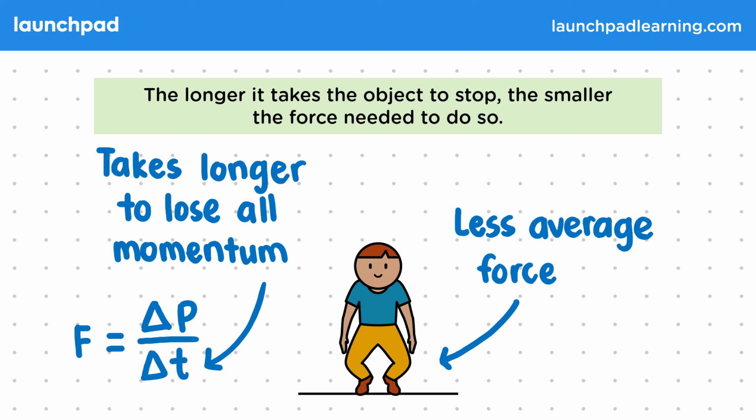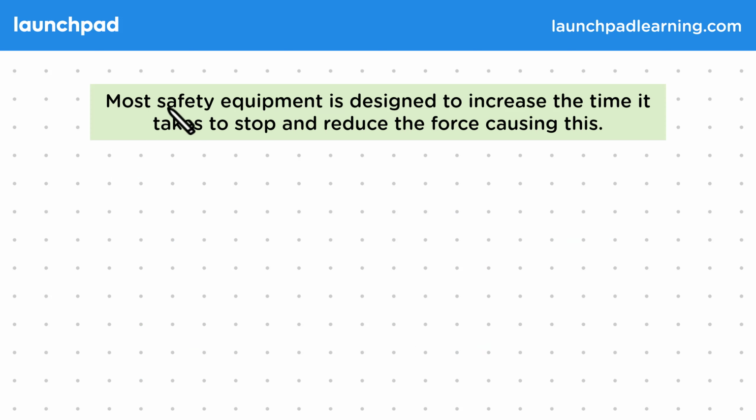They could spread out the change in momentum even further by rolling instead of just bending their knees when they land. But let's look at some technologies that make use of this principle of increasing the time to stop. Most safety equipment is designed to increase the time it takes to stop and reduce the force causing this.